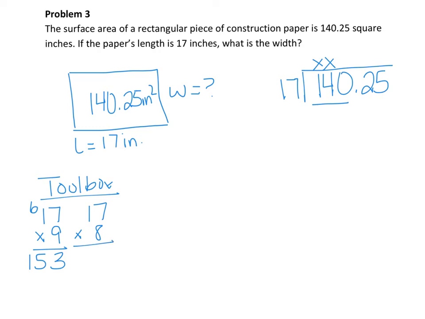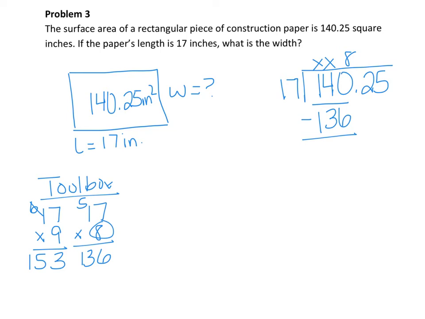8 times 7 is 56. Carry the 5. 8 times 1 is 8, plus 5 is 13, so 136. All right, so let's try 8 in my quotient. So 8 times 17 is 136. Just multiplied, so now I subtract.